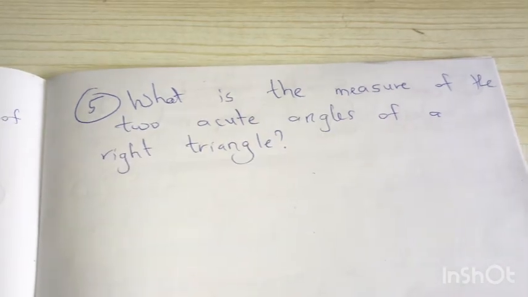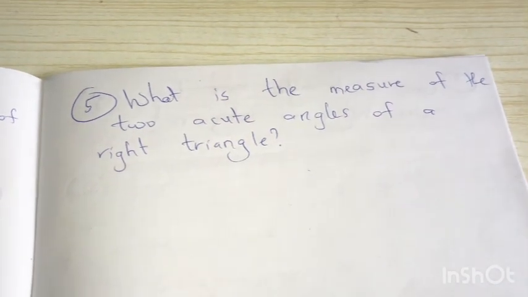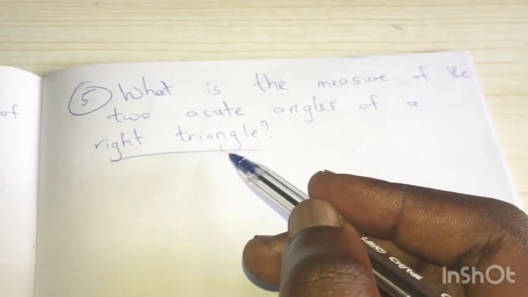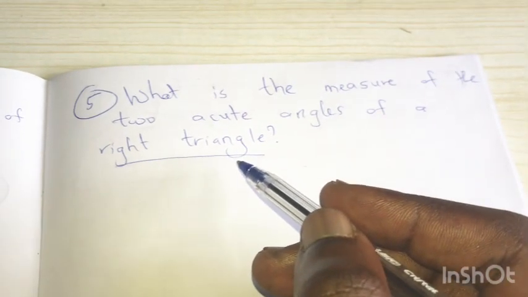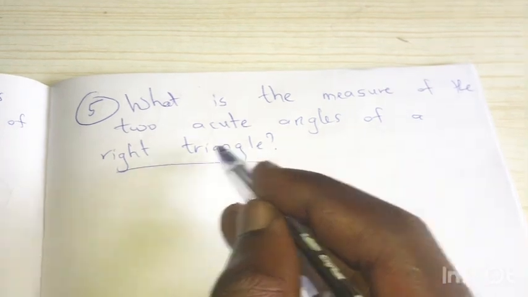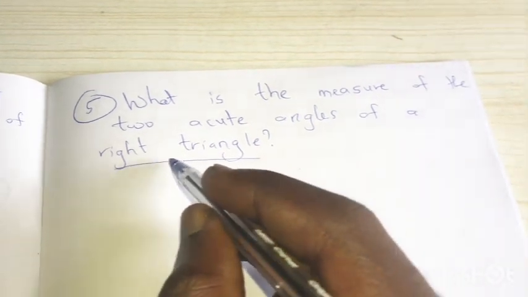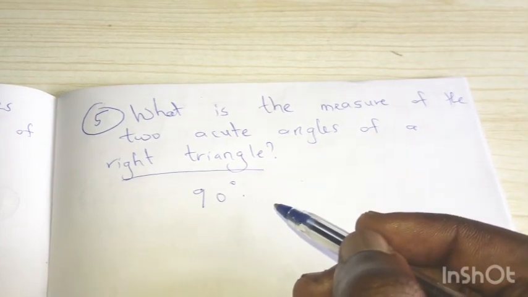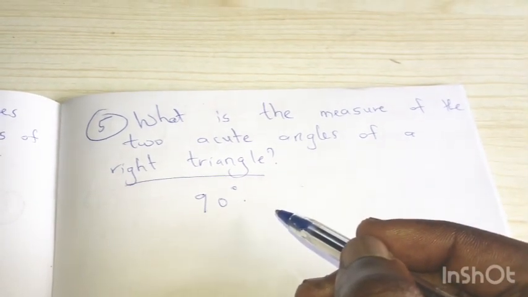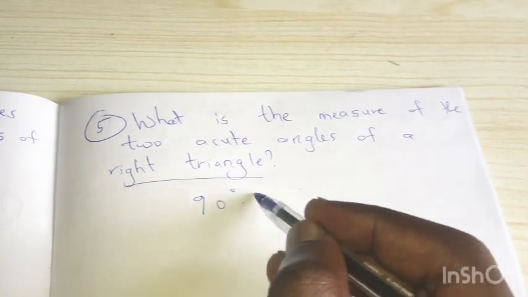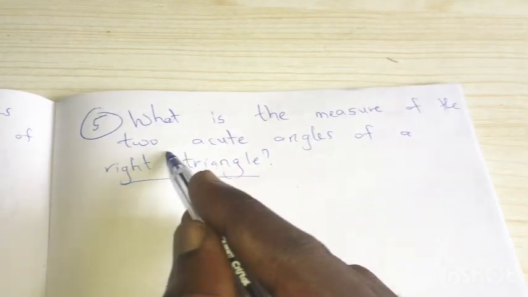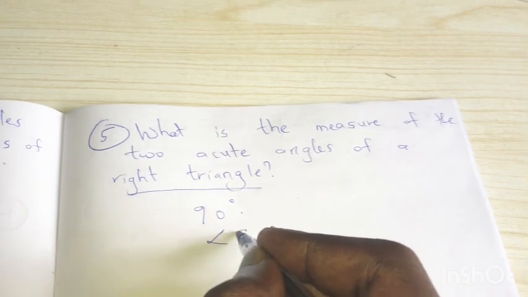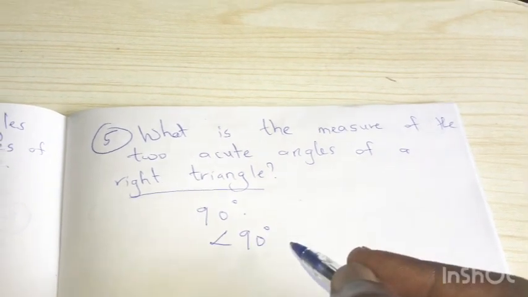What is the measure of the two acute angles of a right triangle? Per our previous lesson in section 1, we learned that right triangles have an angle measuring 90 degrees. Are you getting it? So if you have 90 degrees, what are the two acute angles? Acute angles are less than 90 degrees. I hope you remember it.